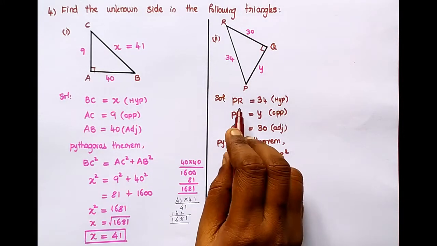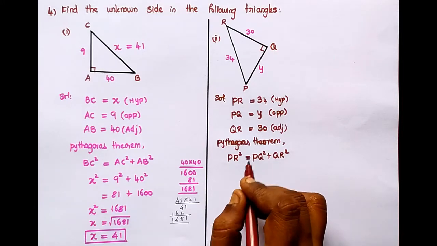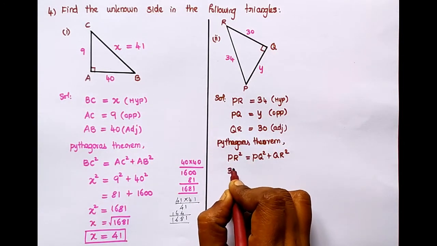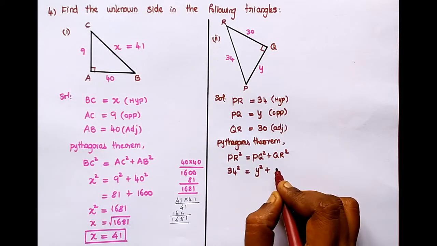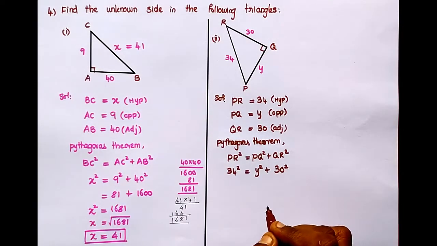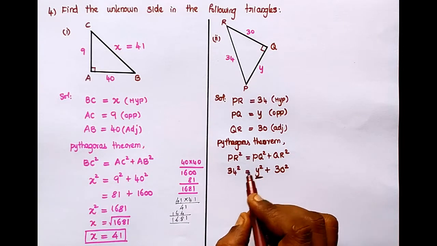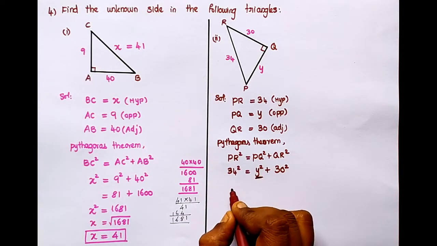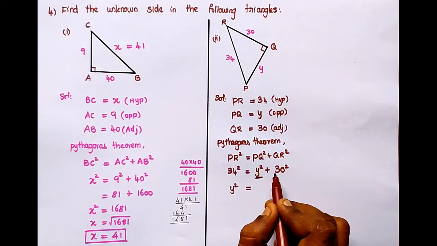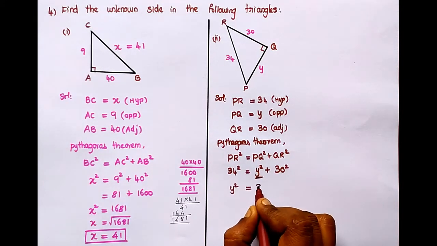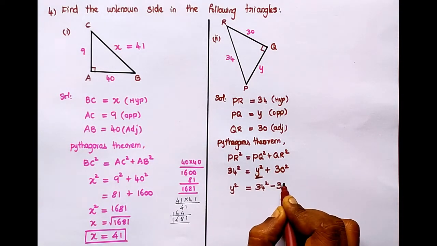So what is PR squared? We have here 34 squared equals PQ squared, that is y squared, plus 30 squared. Listen, we have to find this y squared. So y squared equals, bringing 30 squared to the other side, 34 squared minus 30 squared.